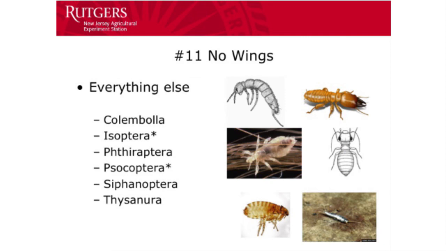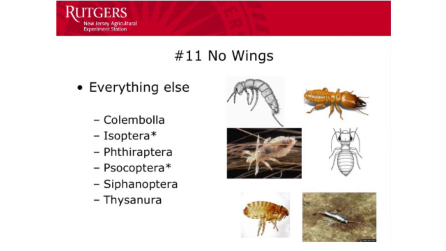So there's a lot of them that don't have wings. That's everything else, and I've got pictures here of a collembolan. This is a springtail. We only get calls about this in very dry years, and they come inside looking for moisture, and people want to know what it is. Termites, hopefully everybody knows that. That's a lice.